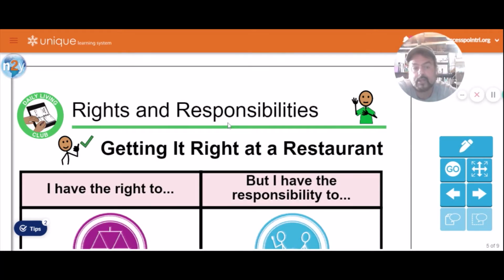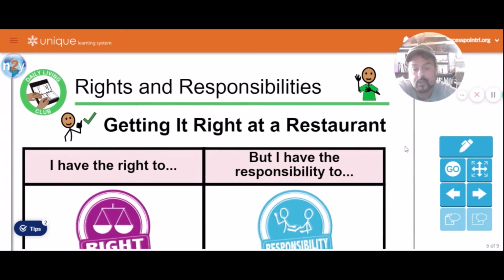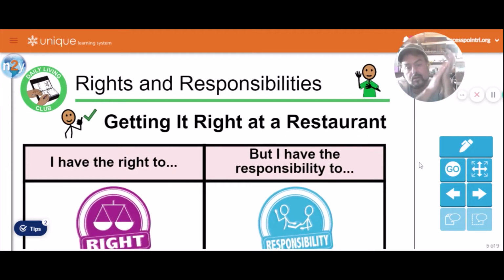Okay, rights and responsibilities. Getting it right at a restaurant. So a right is something that you are able to do because you are a human being and you're a U.S. citizen. So you have rights, like you have the right to speak and say what's on your mind, but you also have a responsibility. Your responsibilities are things that you should do. Rights are things that you're able to do because you're free. Responsibilities are things that you should do for yourself and for those around you.